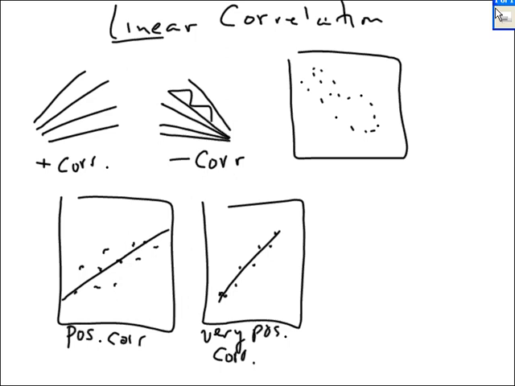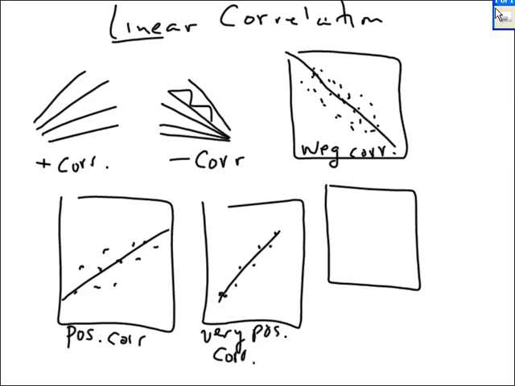If the points are like that, they seem to cluster around that line. We call this a negative correlation. There is a correlation, a linear correlation. If the points are really close to this negative slope line, like these points are, we say it's very negative correlation.